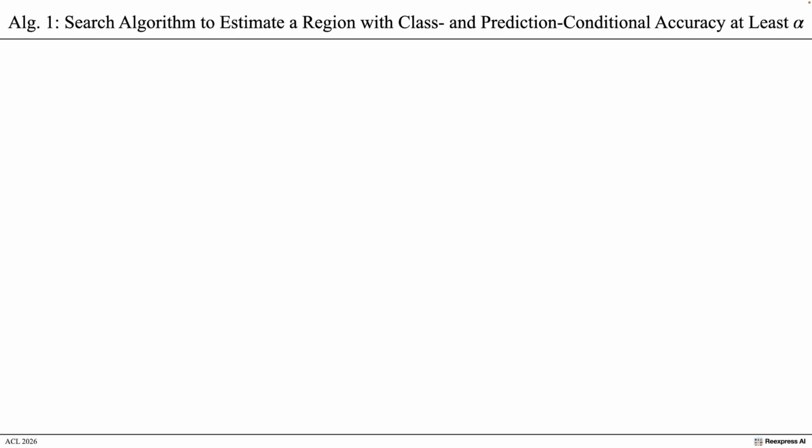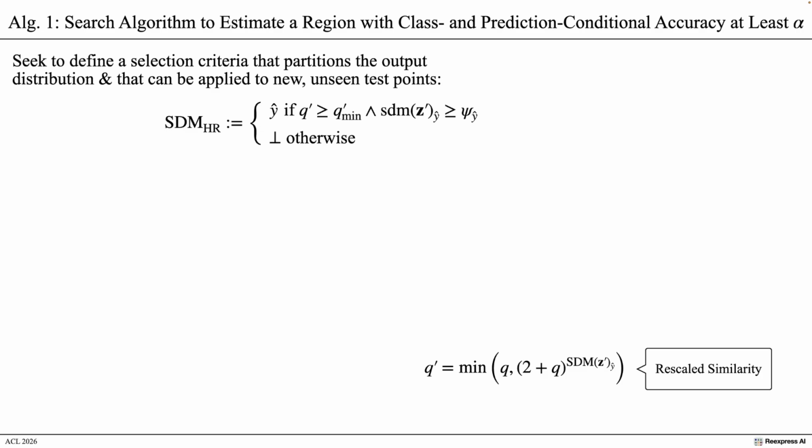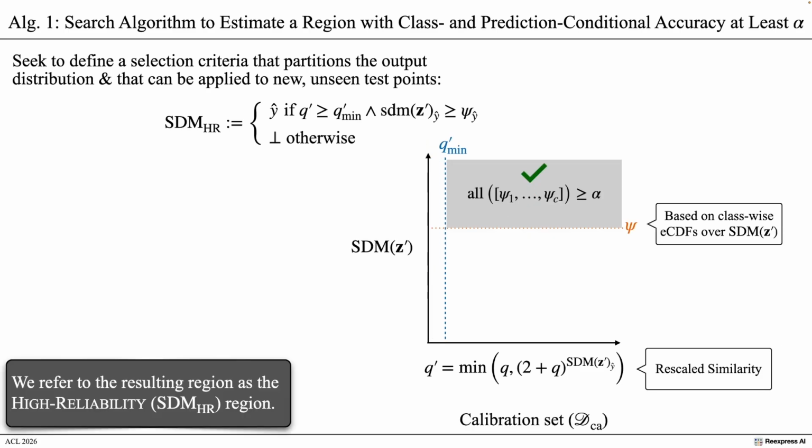In order to calibrate selective classification quantities of interest given these signals of the epistemic uncertainty, we partition the output distribution via thresholds on the similarity, distance, and magnitude via a held-out set to determine the well-calibrated, high-probability region. First, we rescale Q to take into account D and the output logits given the predicted class. We refer to this as a rescaled similarity, and it'll be the basis for partitioning the distribution. Next, we progressively restrict the set of calibration points by a minimum rescaled similarity until the output thresholds constructed from the CDFs over the SCM output are at least alpha for all classes. We refer to the resulting region as a high reliability region.